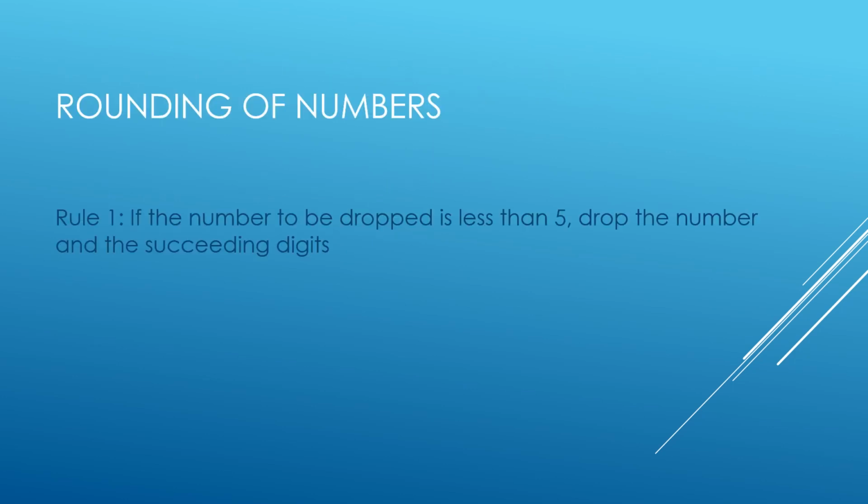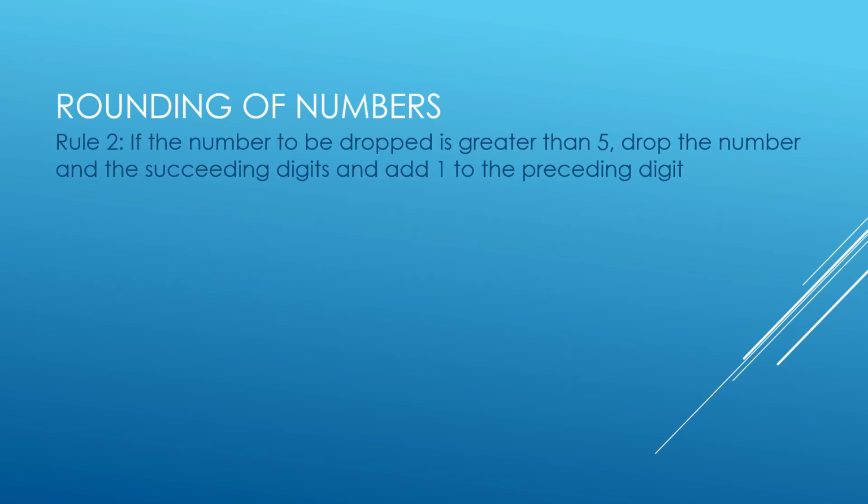Rounding of numbers. The first rule: if the number to be dropped is less than 5, we drop the number and the succeeding digits. 15.347 rounded off to the nearest tenths, meaning 1 decimal place. Since the number following 3 is 4, which is less than 5, we simply drop the number 4 together with the succeeding digits. And so, it is equal to 15.3.